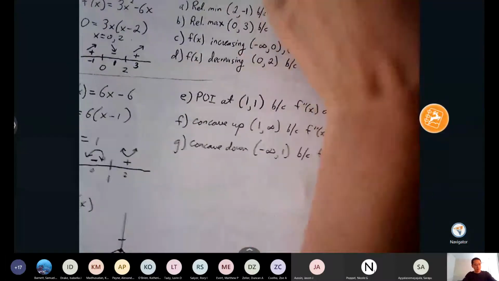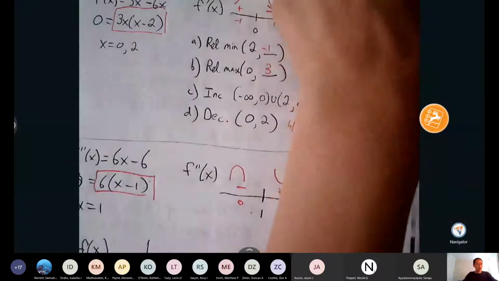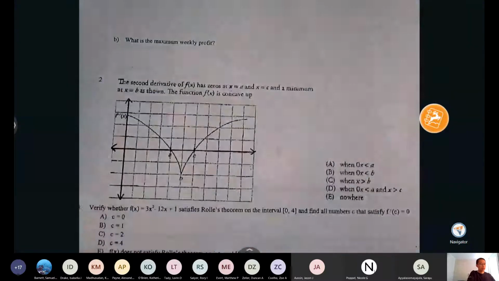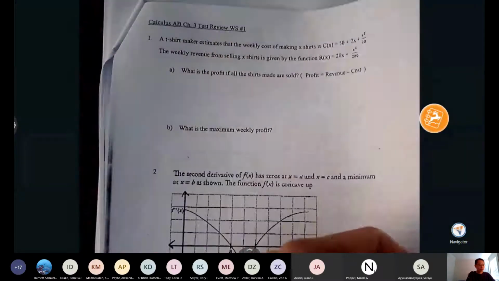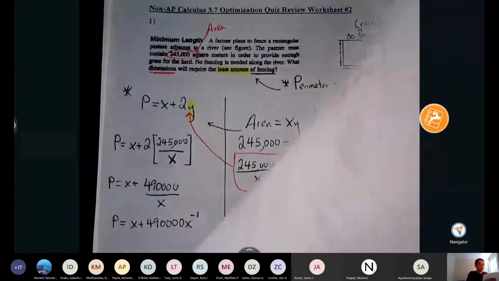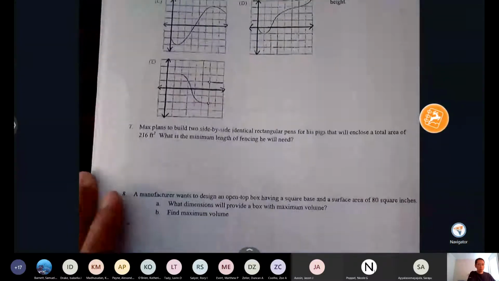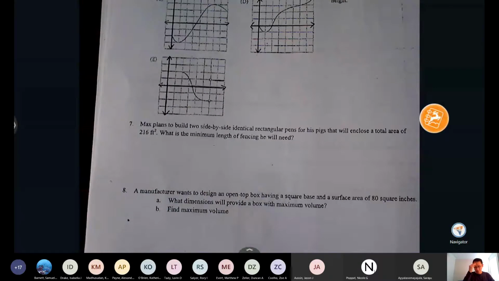All right. So I have a couple of review sheets here. Let's first start off going to the back page of worksheet 1, and let's look at number 8. We'll start with an optimization problem, and then we'll look at the graphing parts of the test.